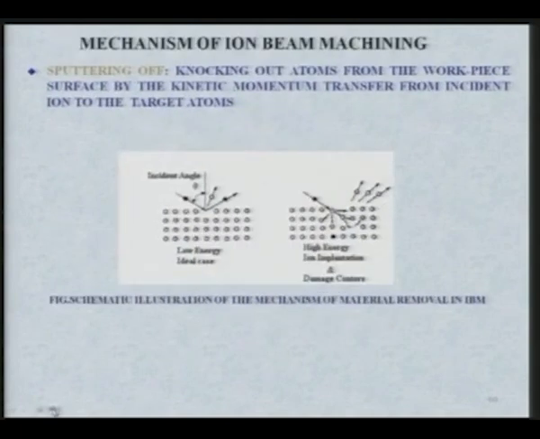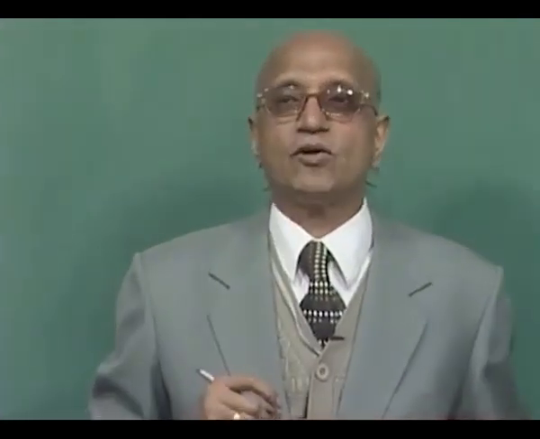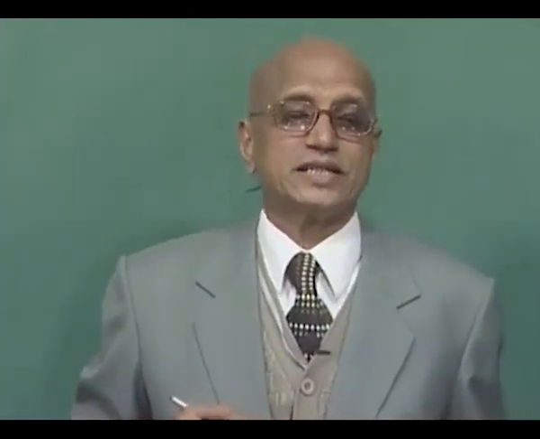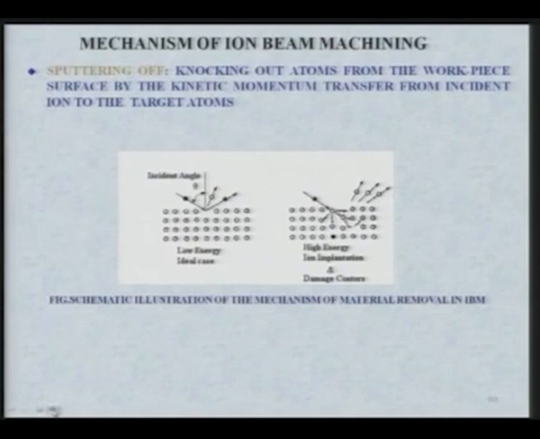Now, there is another very important process in case of micro machining or nano machining, and that process is known as ion beam machining. Here actually the beauty of this process is you are removing the material atom by atom. So, sputtering off or knocking out atoms from the workpiece surface by the kinetic momentum transfer from incident ion to target atoms.